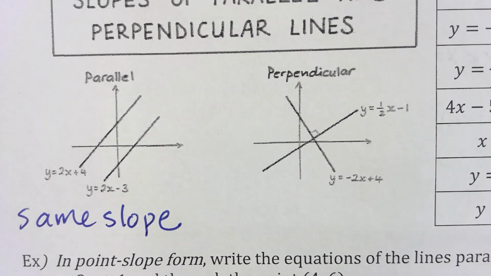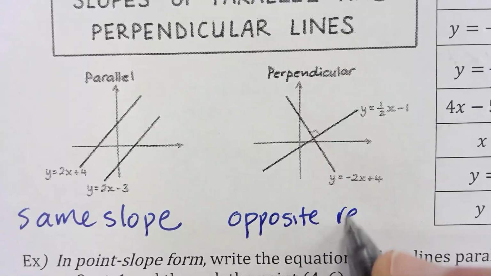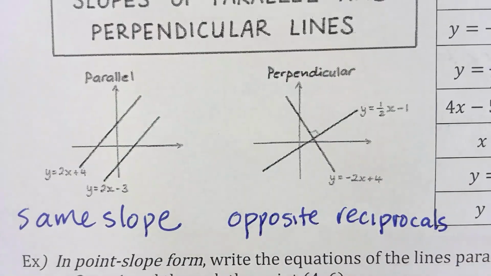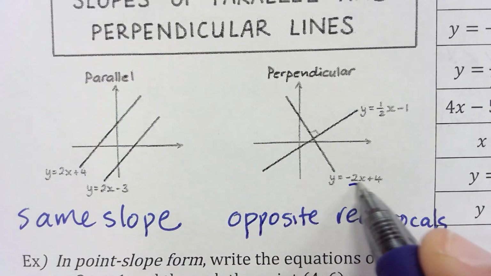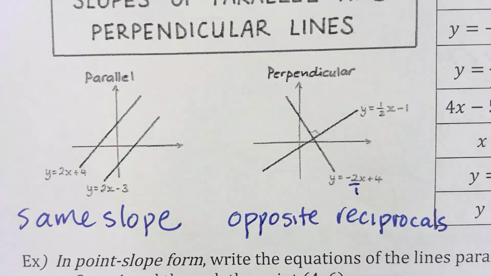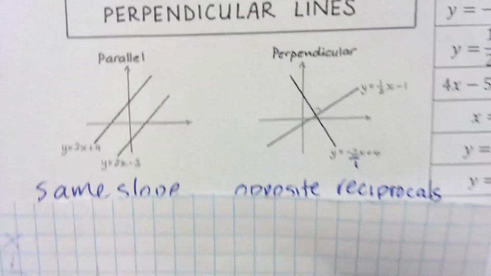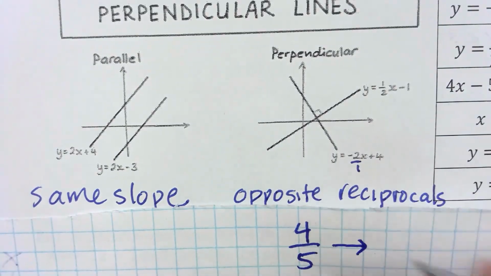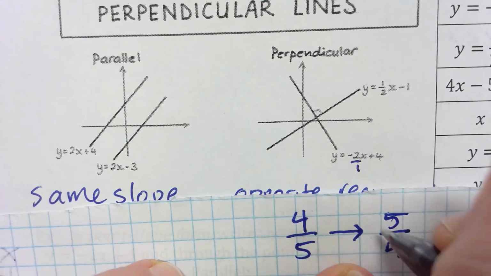If they are perpendicular, their slopes are opposite reciprocals. And here's what I mean by opposite reciprocals. Here's an example. 1/2 becomes -2, I'm going to put it over 1. If the slope of the first line is 4/5, opposite reciprocals means you switch it and you change the sign, like that.